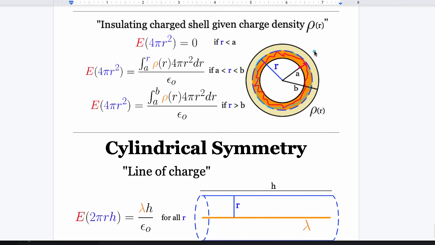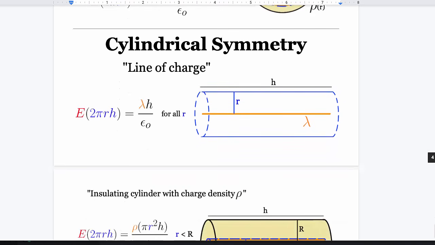And then what if you're outside the whole thing? Well, you integrate from A to B. That includes the whole thing. So you go from A all the way to B. That gives you your total charge enclosed. This again would be an expression for the total charge in this system. And of course, you divide both sides by 4 pi r squared. That gives you E. Typically, you're trying to find E in these cases. So those are almost all the spherical cases you could expect.